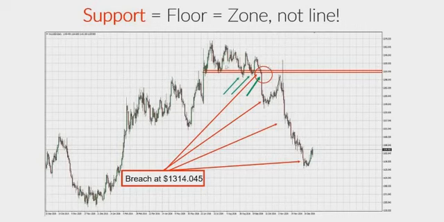Or even better, if we had said, look, we've had 1, 2, 3, 4, 5 tests of this support zone. So what are the chances that we might get a break? And we did. We had the breach at 1314. So what if we had set up to sell the market below 1298? Below 1298 here. So our support zone is here. So 1298 even.